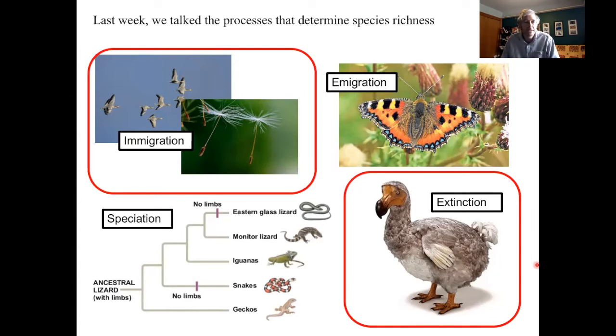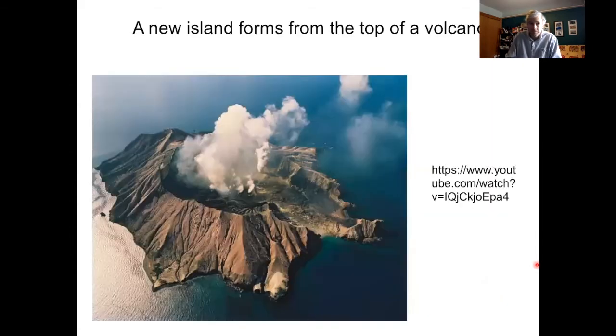And we're looking at a very particular way in which these two can affect the species richness in a particular location. So let's say, to start off with, a new island forms from the top of a volcano in the ocean. An awful lot of the world's volcanoes are actually underwater. The oceans cover a lot more of the surface of the planet than the land does. So just by sheer chance, we'd expect a lot of volcanoes to be in the ocean.